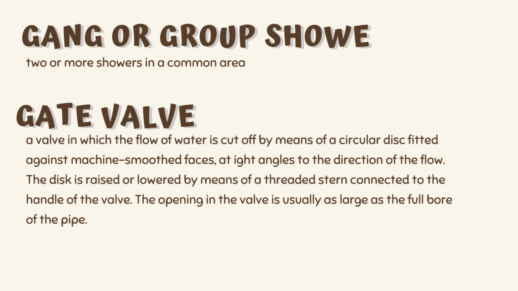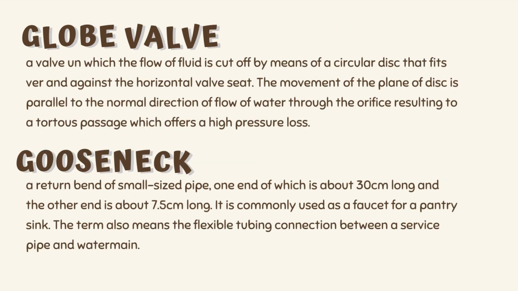Globe valve: a valve in which the flow of fluid is cut off by means of a circular disc that fits over and against the horizontal valve seat. The movement of the plane of the disc is parallel to the normal direction of flow of water through the orifice, resulting in a tortuous passage, which offers a high pressure loss.